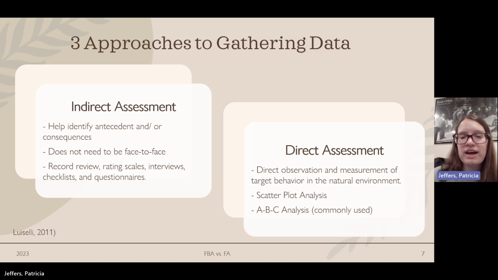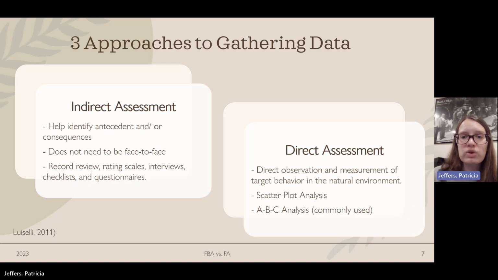These methods help identify antecedent and/or consequences associated with the problem behavior. When conducting an indirect assessment, the BCBA does not need to be face-to-face with the interviewee. Information can be obtained through record reviews, rating scales, checklists, and/or questionnaires. Direct assessments consist of gathering information through direct observation and measurement of the target behavior within the individual's natural environment. BCBAs can collect and analyze this information through a scatterplot analysis and/or ABC analysis.